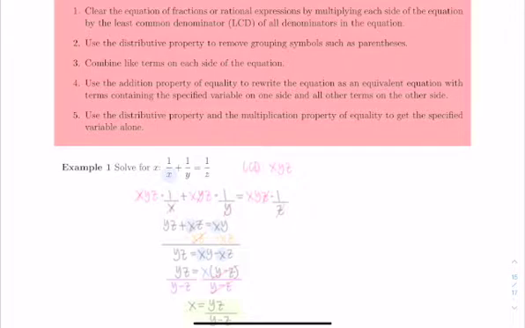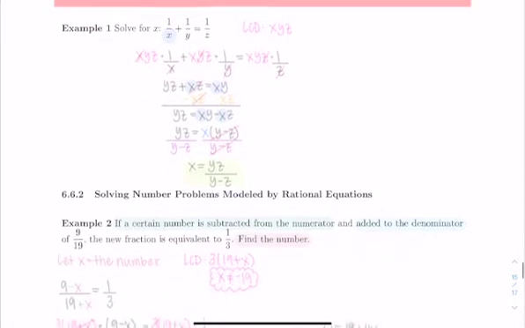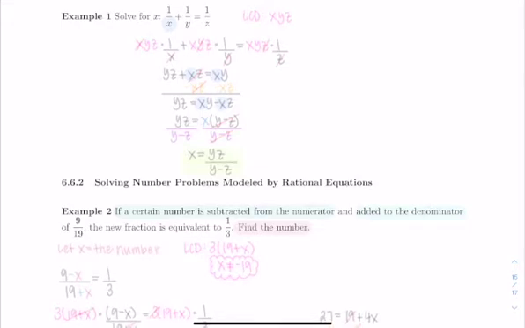So for example number 1, we want to solve for x, and our equation is 1 over x plus 1 over y equals 1 over z. So the goal is to get this x completely by itself. The first thing we need to do is figure out what the LCD is. My LCD is going to be xyz. And so that's what I want to multiply every single piece of my equation by.